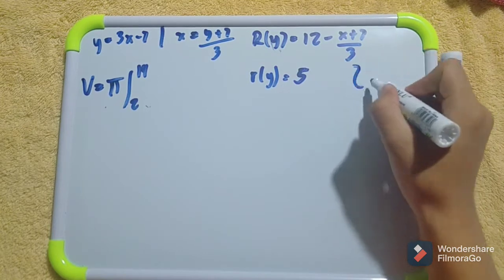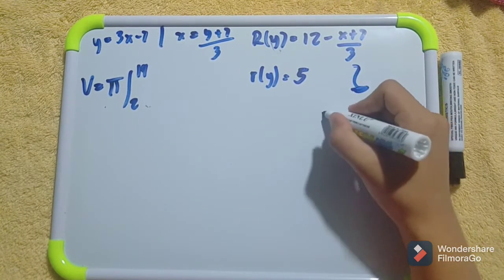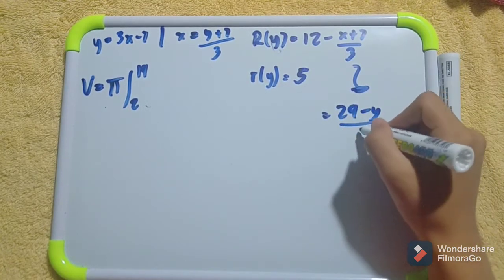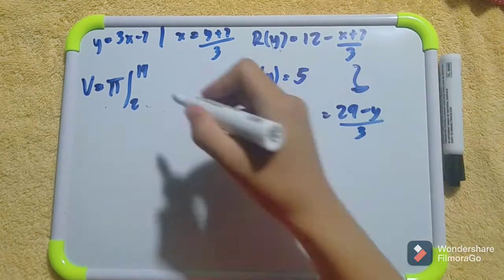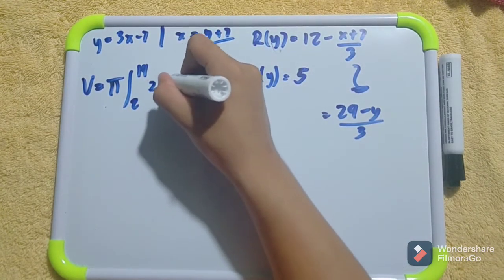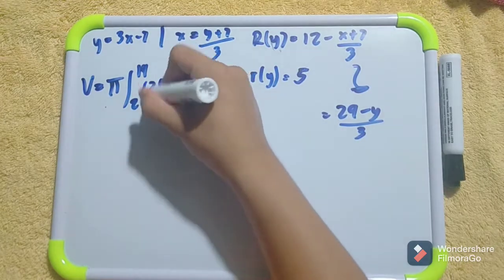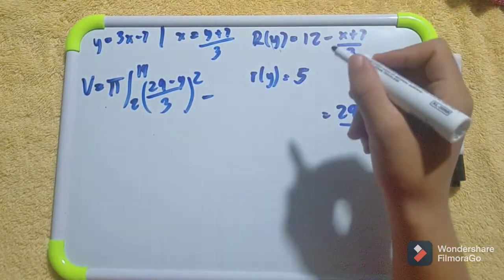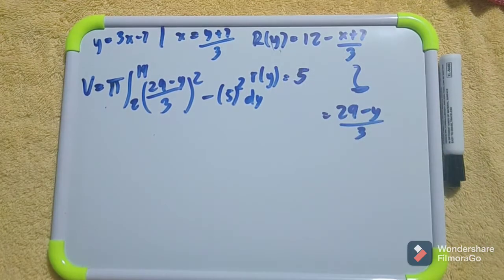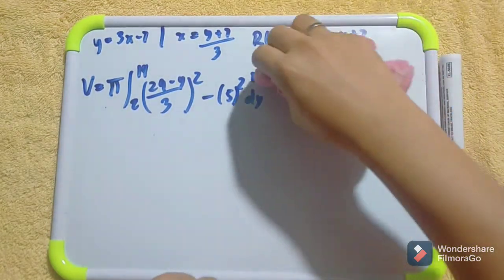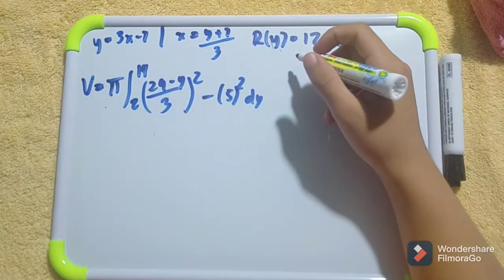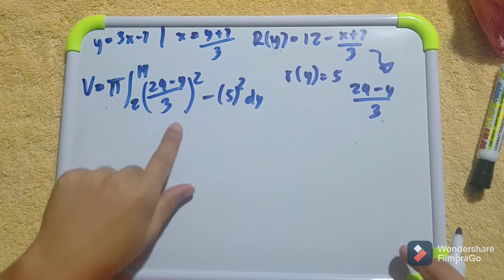When we simplify this, it becomes 29 minus y all over 3. And then we just substitute it here. So our outer radius is 29 minus y all over 3, squared, minus 5 squared, dy. So now we can integrate.